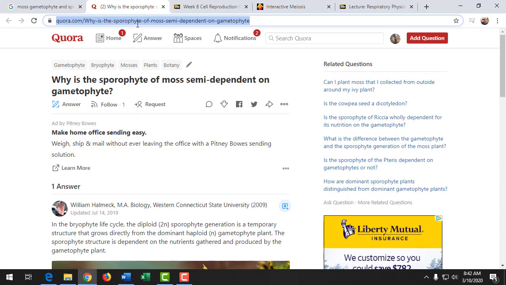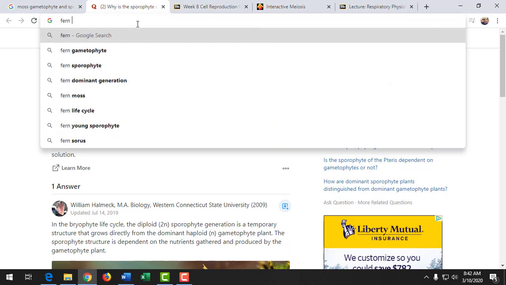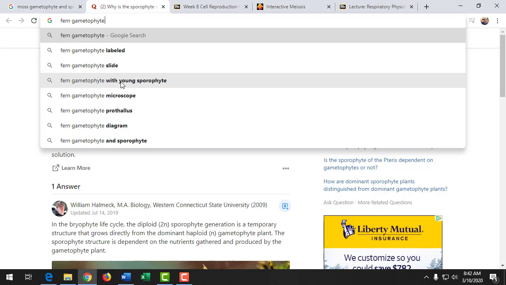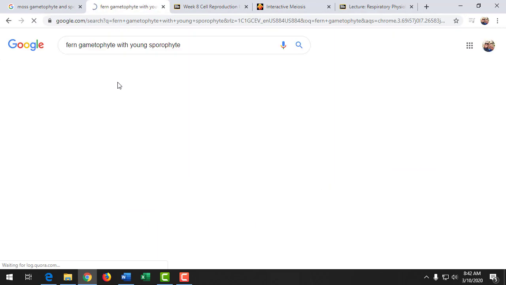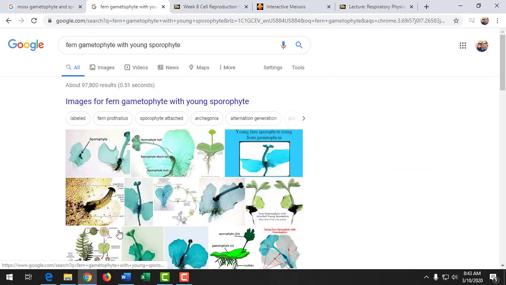I want to show you another version of fern gametophytes. These are hard to find. And when I taught biology over at UWL, we grew fern gametophytes because they had a greenhouse over there, and it's kind of cool. These male gametophytes actually produce sperm, and we looked at it in the microscope, and it looks like human sperm. They have little tails, and they swim to the female gametophyte, and then a sporophyte grows from that. I'll show you what that looks like.